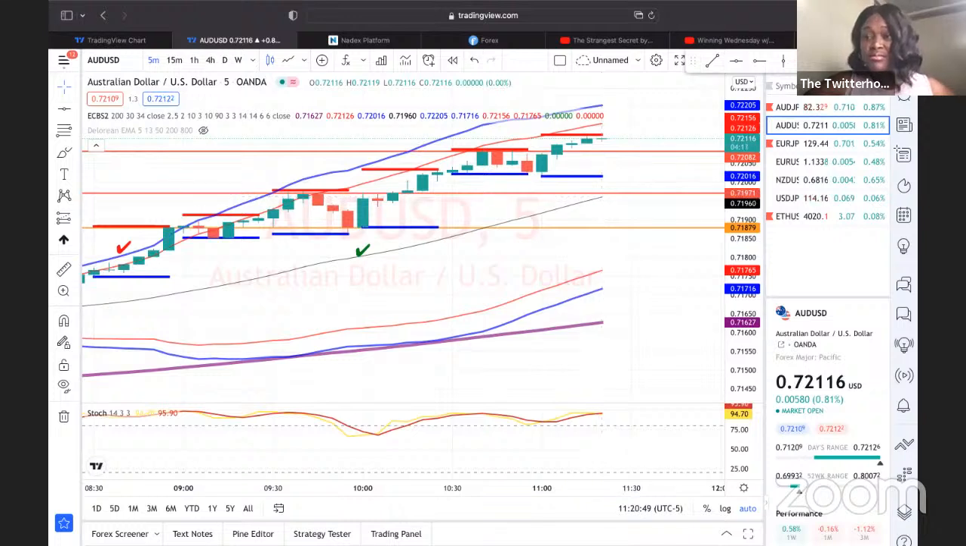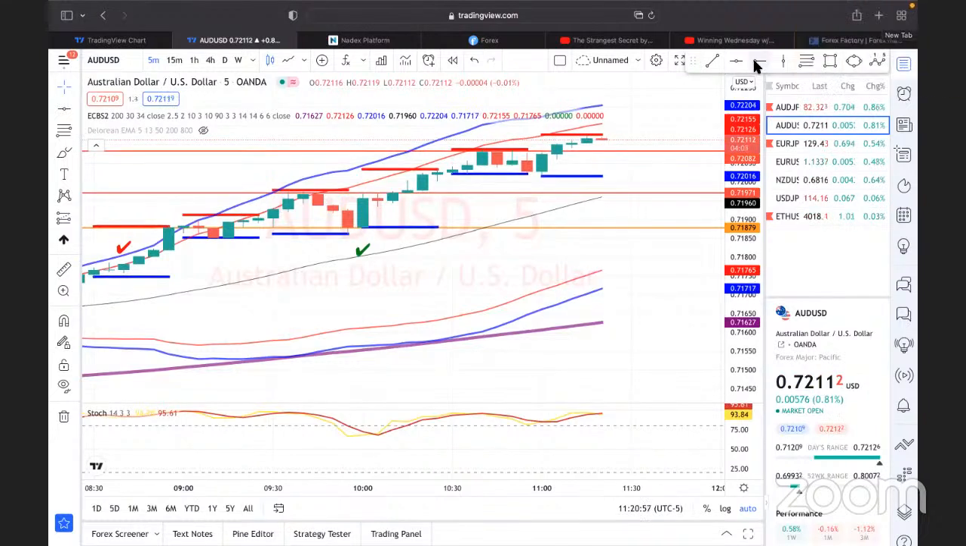So now, where are we going to enter this trade? We're going to enter it in pocket option.